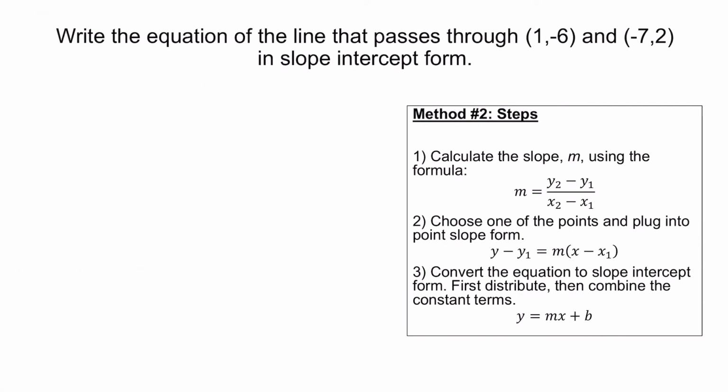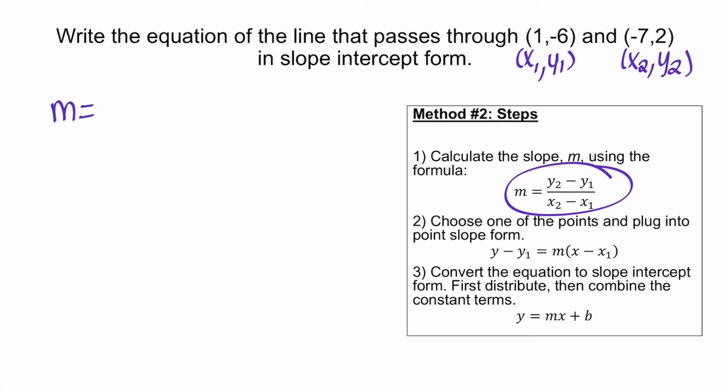So now let's write the equation of the line that passes through 1, negative 6, and negative 7, 2 in slope-intercept form. So once again, I'm going to be needing to use this formula. So I'm going to start off by labeling my points, x1, y1, and x2, y2. So when I plug into my formula, I get m equals y2, which is 2, minus y1, which is negative 6, over x2, which is negative 7, minus x1, which is 1.